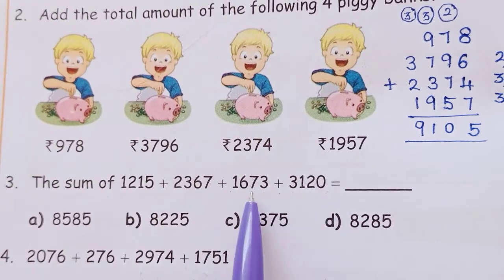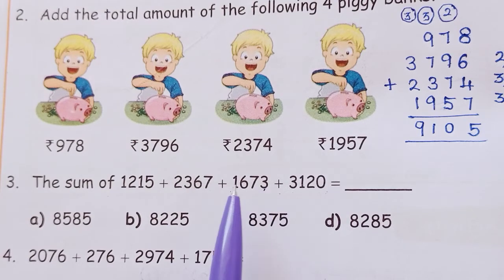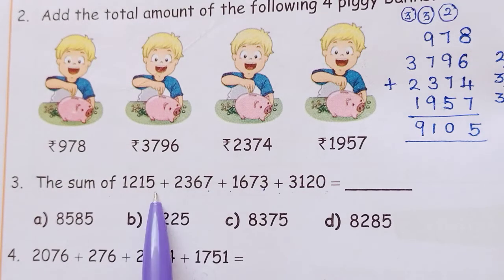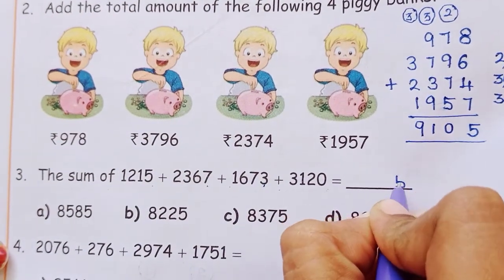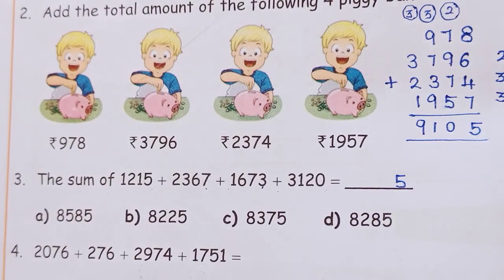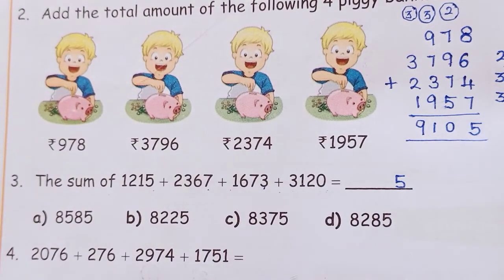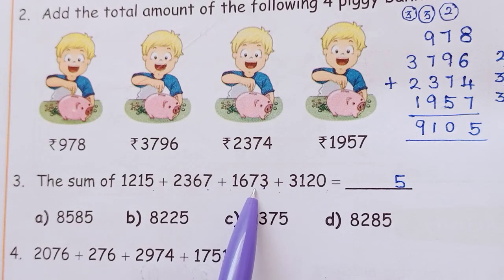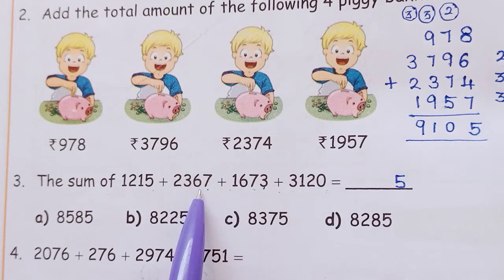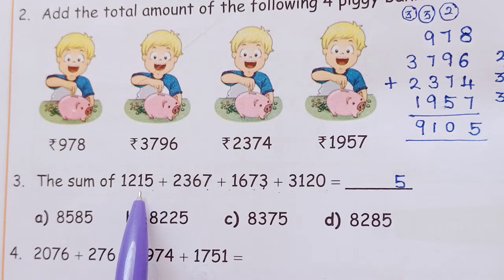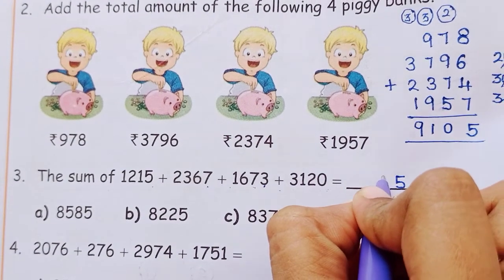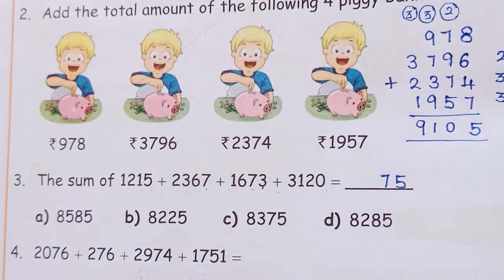0 plus 3, 3. 3 plus 7, 10. 10 plus 5, 15. So you write here 5. Remaining 1 you carry over to the tens column. See here all the numbers end with 5. So add the tens column. 2 plus 7, 9. 9 plus 6, 15. 15 plus 1, 16. 16 plus 1, 17. So write 7.